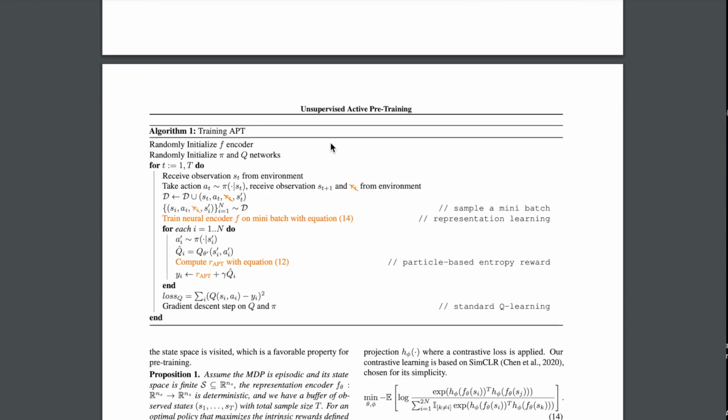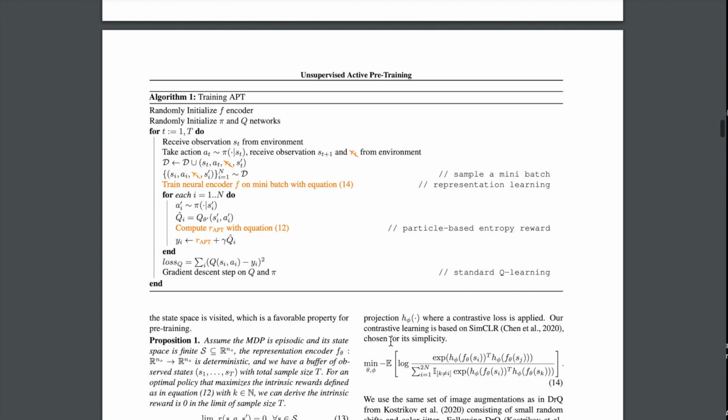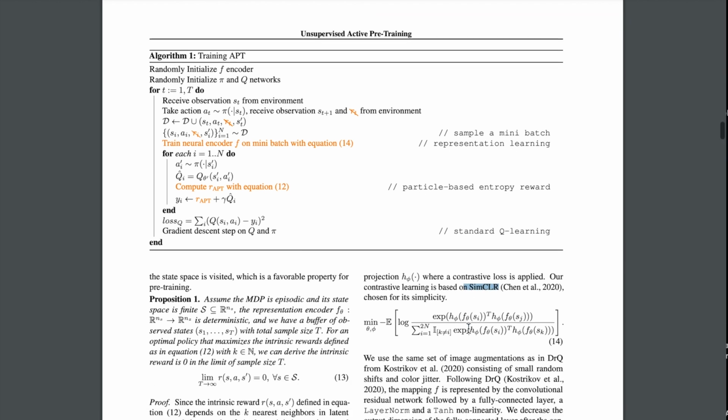So let's go back to putting it all together. So you sample a batch of data by just exploring the environment, and then you train the neural encoder F on the mini batch with equation 14. Equation 14 is the SimCLR loss. So SimCLR loss is trained to learn representations with this data set D.